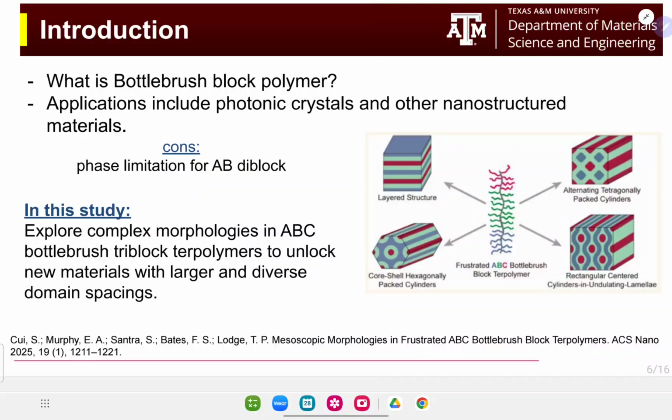In this study, Professor Bates and his team synthesized a library of 50 ABC triblock bottlebrush polymers, which are PLA, PEP, and PS, using ring-opening metathesis polymerization. They intentionally designed a frustrated system where the internal interfaces, which are PLA-PEP and PEP-PS, exhibit higher interfacial energies than the PLA-PS interface, promoting the formation of more complex morphologies. Since this project is part of a course focused on TEM, I will particularly emphasize the TEM characterizations, methods, and findings in the following discussion.